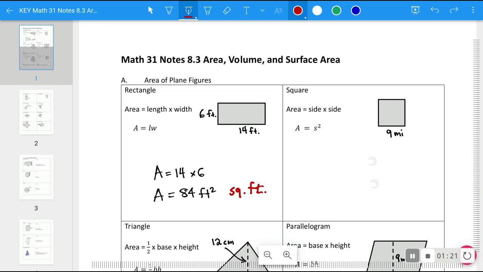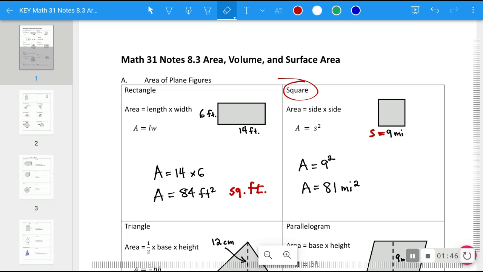Okay, the next one is a square, and in this case it's a square with a side length of 9. So it's very simple. You just take that side length and you square it. And actually that's where that little second power gets its name, from this problem. So 9 times 9 is 81.